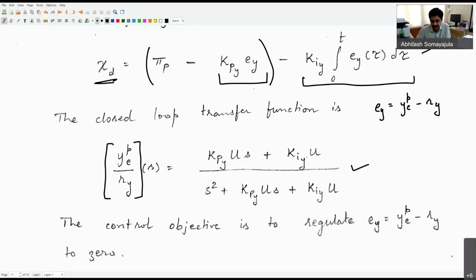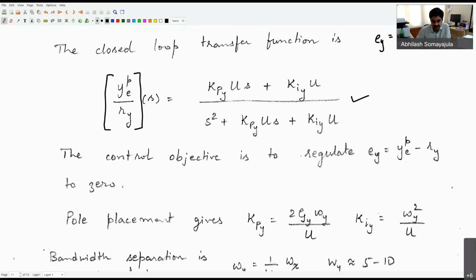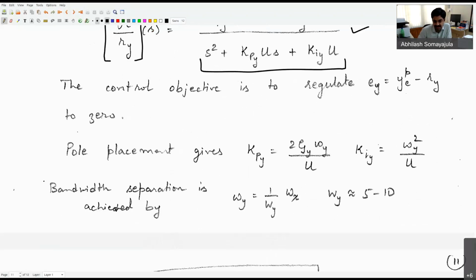Now, the idea here is I want to make sure that this tracks to 0, or Ry must be equal to 0. So I can again specify in terms of a pole placement method using this transfer function, which is in the denominator. I can specify where the poles of the system should be, and then I can specify what the Kp and Ki terms should be, which are required for me to achieve that.